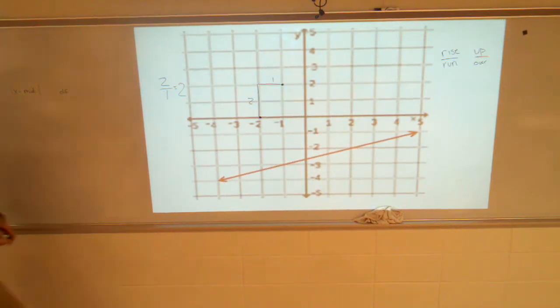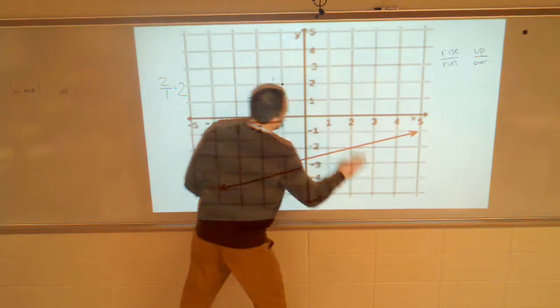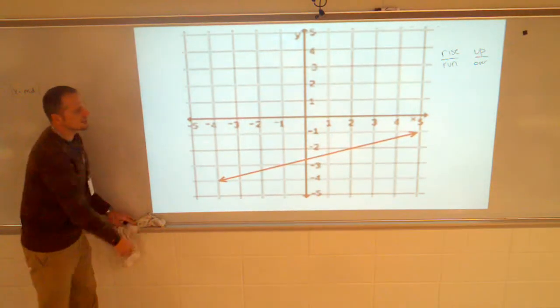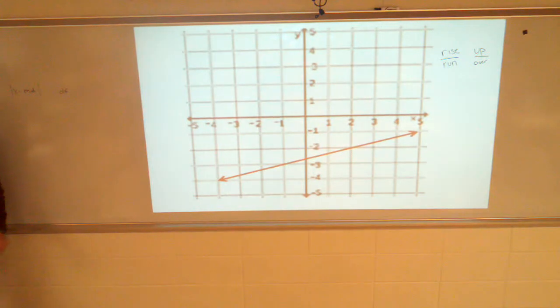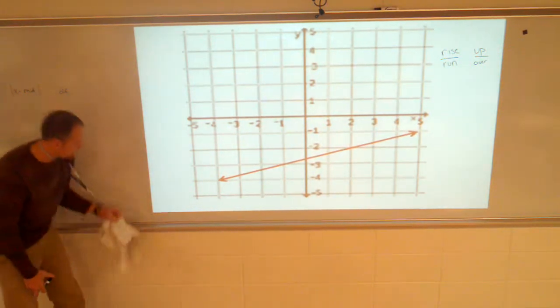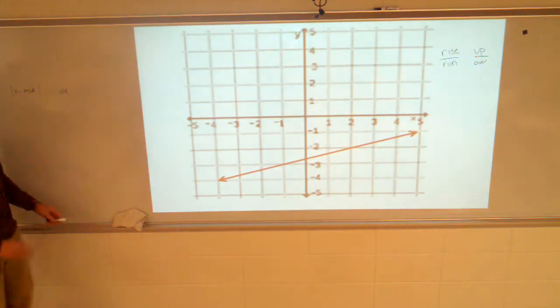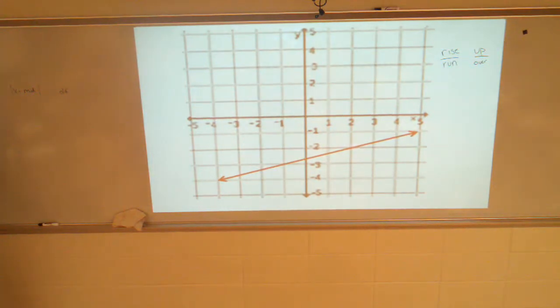Alright. I would like for everybody to find the slope of this one. This is the next thing that you're going to have to do on your homework. Same exact thing, except there aren't any dots. So you have to figure out the dots on your own.